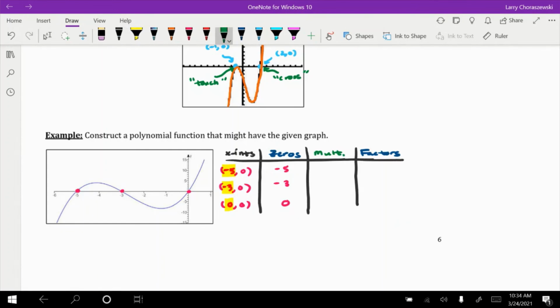Now, what's happening here at -5? Would that be a cross or a touch? That would be a cross. So since it's a cross, we can assume that -5 has an odd multiplicity. Let's start with a multiplicity of 1 for that. And I'll explain why I'm using 1 versus 3, 5, 7, and so on and so forth. But first, let's look at what's happening now with -3. Okay, would that be a cross or a touch?